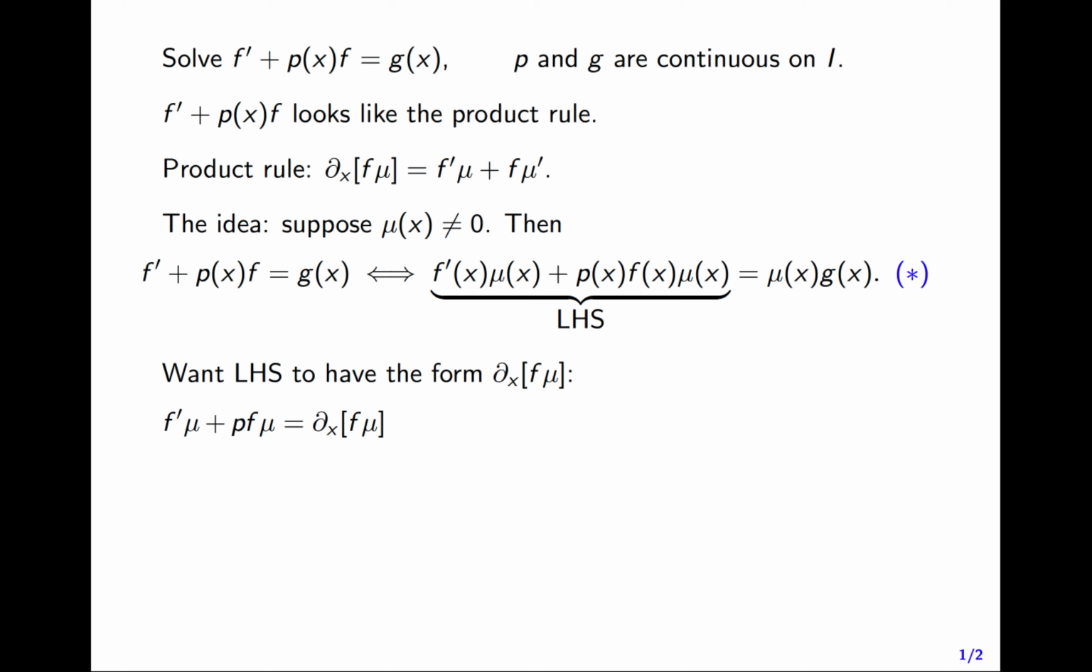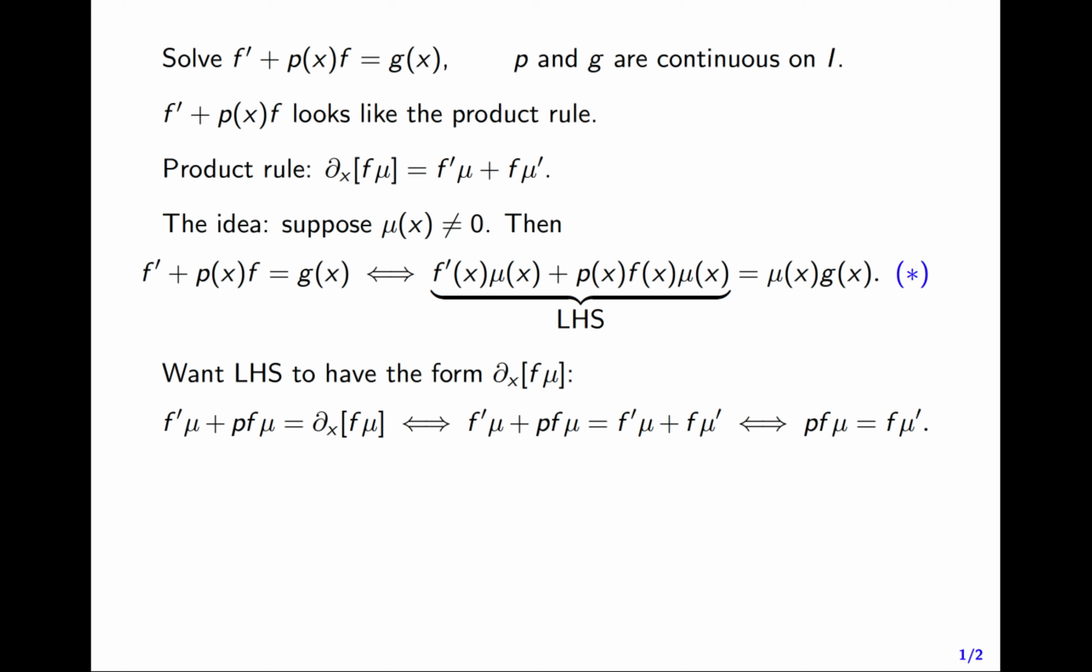So again, what is this derivative of the product? Well, I'll have this equality if and only if I have f prime on mu plus p f on mu is equal to that derivative of the product, f prime on mu plus f times mu prime. So this is the equality on the right side that I want to force by choosing mu correctly. And I can simplify this equality already in one way because I have a term of the form f prime times mu on both sides. So we'll get rid of that term, and here's what I want mu to do. I want p times f times mu to be equal to f times mu prime.